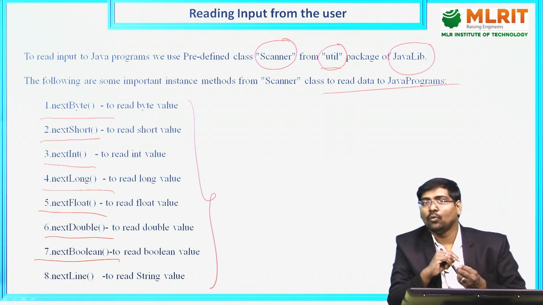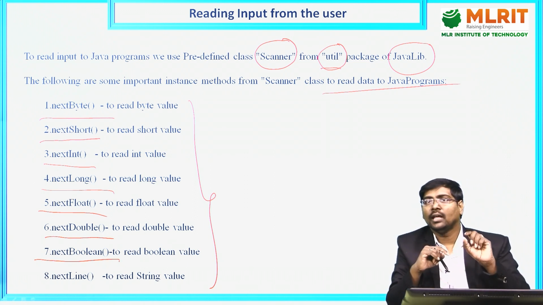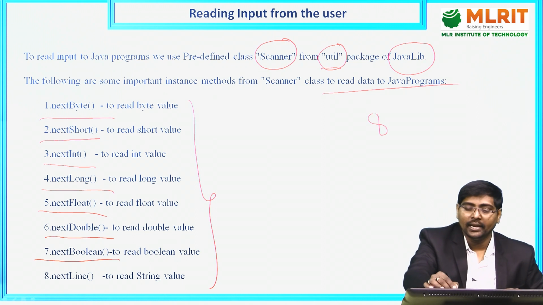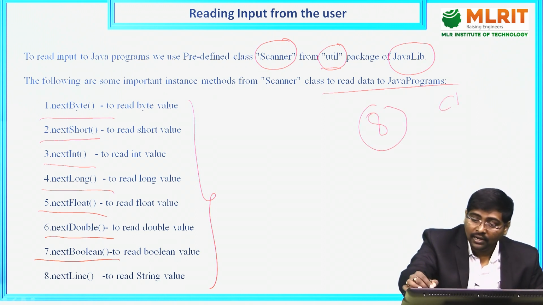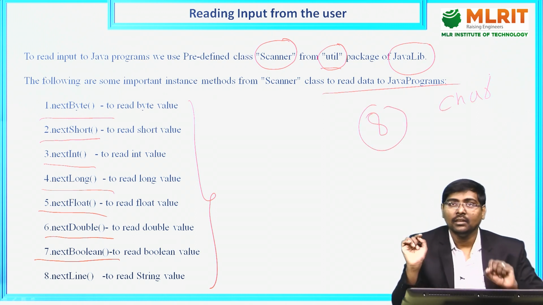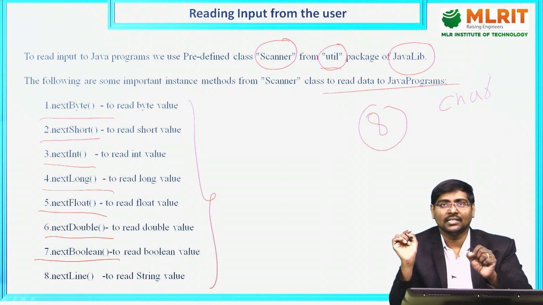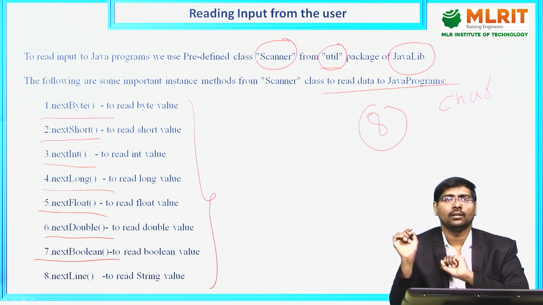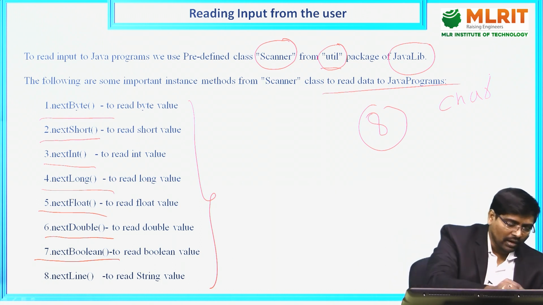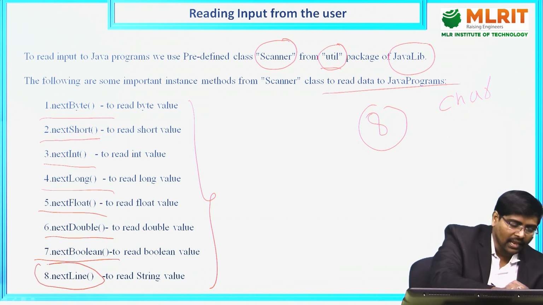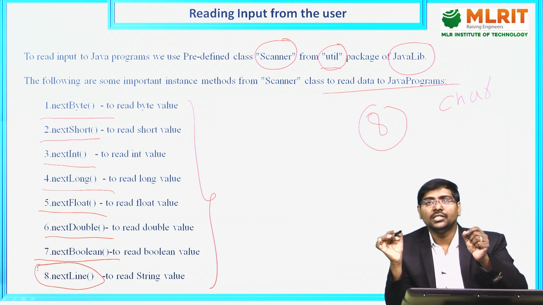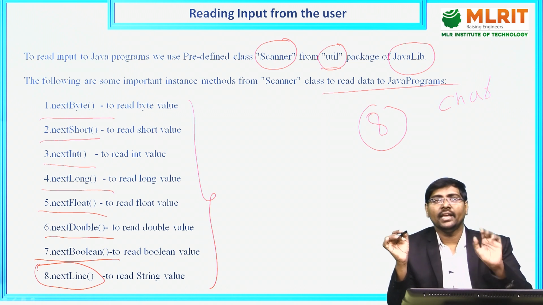And remember one more thing. We have a total of 8 primitive data types. Among them, one is character. But the Scanner class does not consist of any predefined method for character. It consists of one method, nextLine, which is used to read a string value.